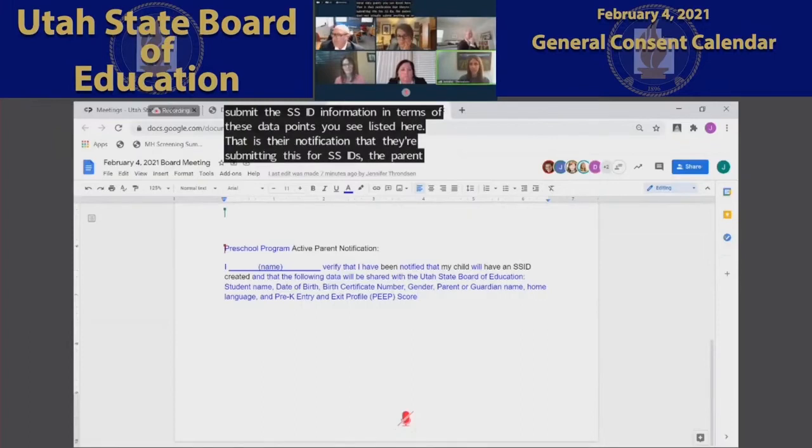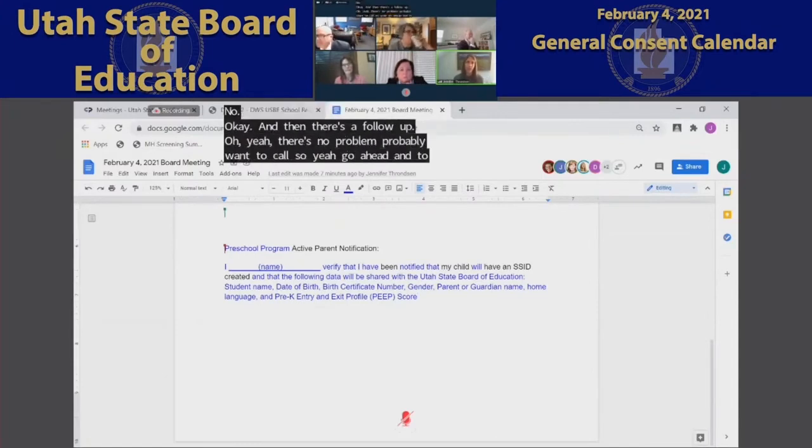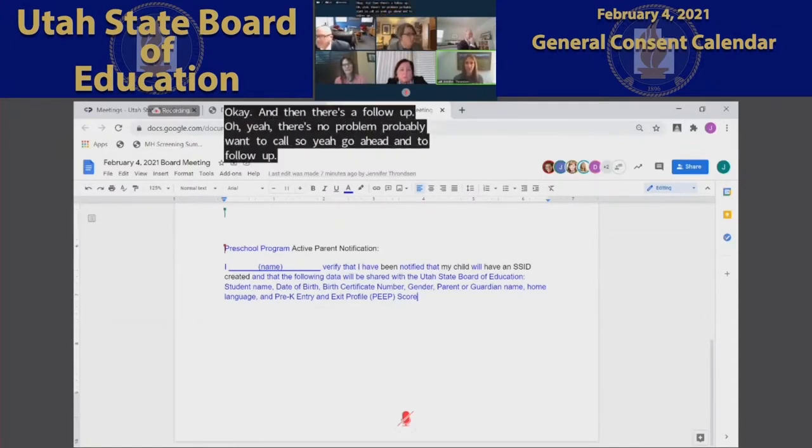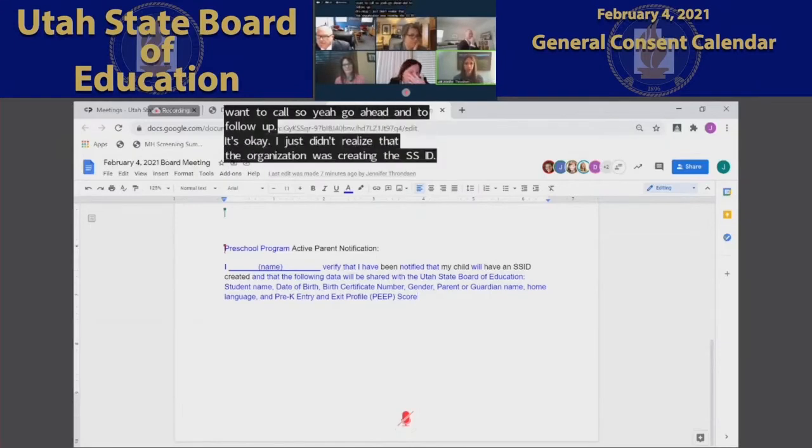So USBE creates SSIDs. If you're an LEA, you're able to do that on your own. If you're a private provider, you actually have to submit the student data to us because we don't have student information systems that transfer that data as we do in our charters and districts. So for private providers, they have to submit this data directly to us through secure file transfers, and then we create SSIDs in our office.